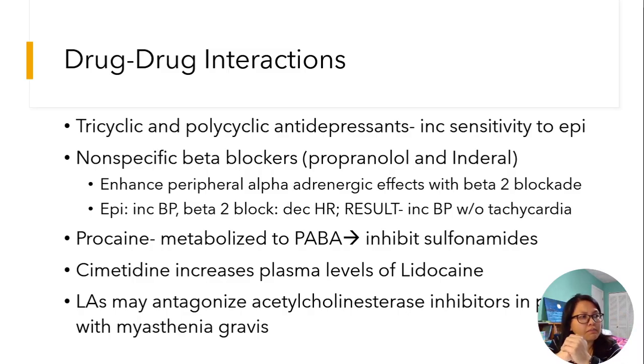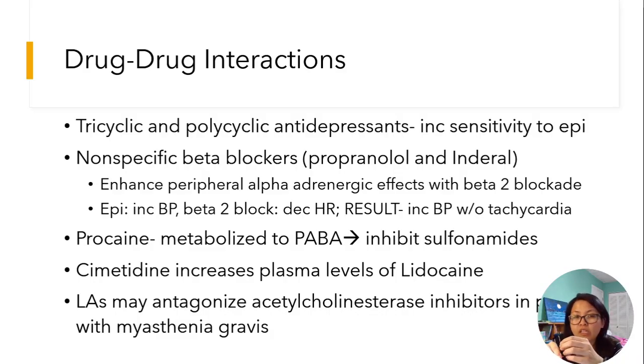And then some drug-to-drug interactions. Something that we have to take note of when anesthetizing patients, or even before we deposit any anesthetic agents, is to find out if they are taking any of the following drugs. If the patient has depression and is taking TCAs or PCAs, your tricyclic antidepressants or polycyclic antidepressants, then it is better to use anesthetics without epi, such as carbocaine. Why? Because they have increased sensitivity to epinephrine.